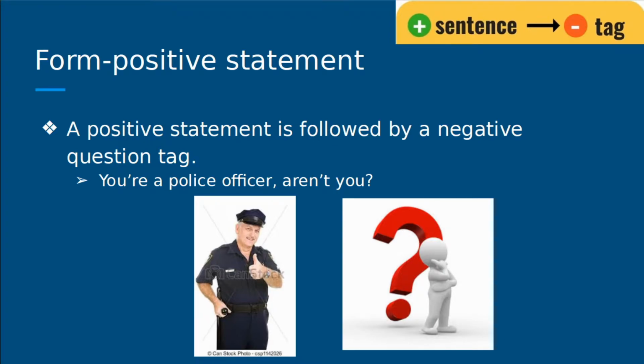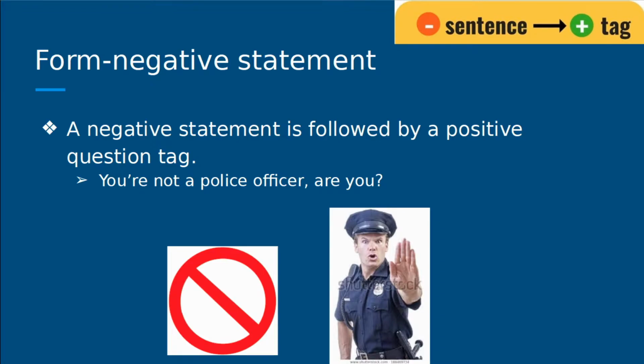A positive statement ends with a negative tag. So a positive statement is followed by a negative question tag. Positive, negative. You're a police officer. This is a positive statement. Aren't you? And this is the negative tag. You're a police officer, aren't you? A negative statement is followed by a positive question tag. You're not a police officer, are you?